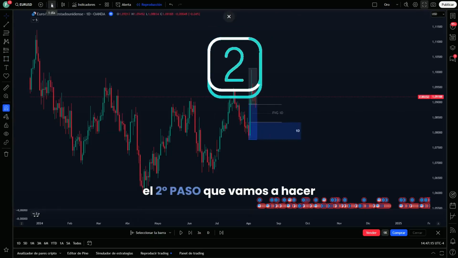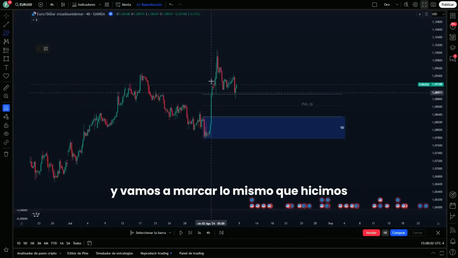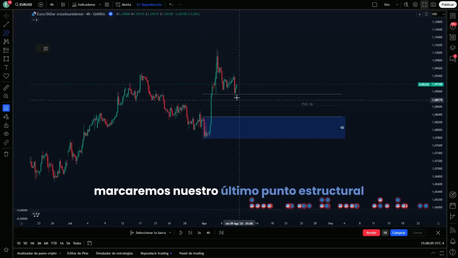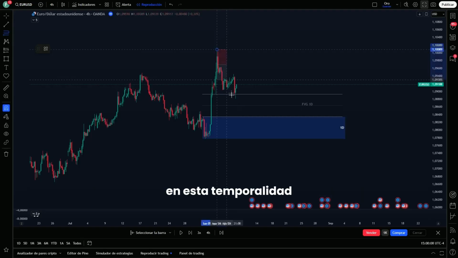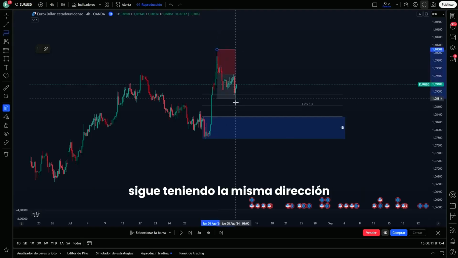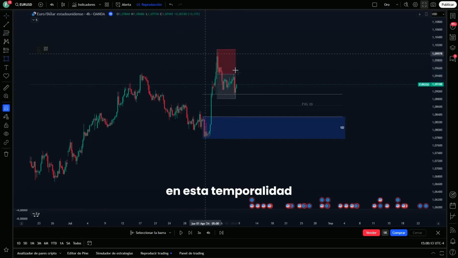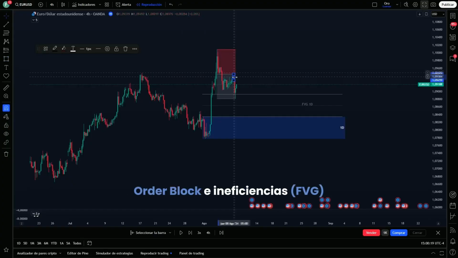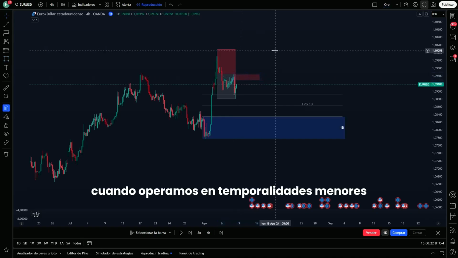The second step is to switch the chart to the 4-hour time frame and mark the same things we did on the daily chart. We'll mark our last structural point. This shows us if the price on this time frame is still moving in the same direction or if it has started to shift, which might just be a pullback on the daily time frame. We'll also mark the nearest order blocks and inefficiencies where price might react in lower time frames.